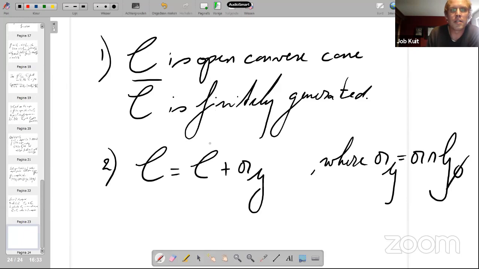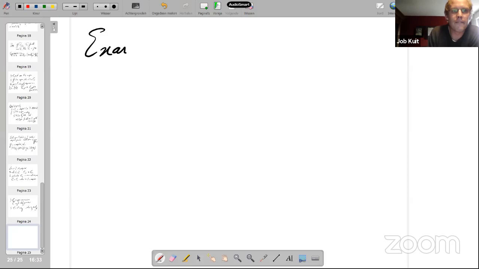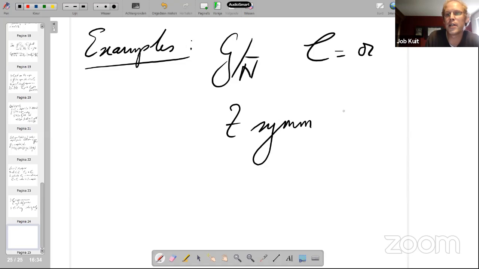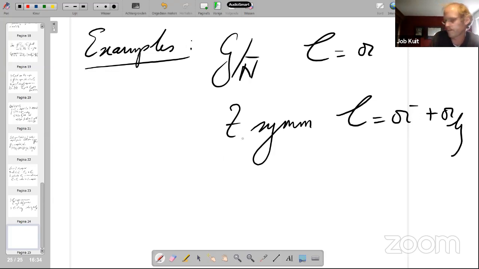One we have already seen: G mod N bar. The compression cone is all of A. If Z is symmetric, then you also have an explicit formula. It's as small as it could possibly be. It contains a negative Weyl chamber and it needs to contain this A_H. For symmetric spaces, it's equal to the sum of these. In general, it's not equal to this.